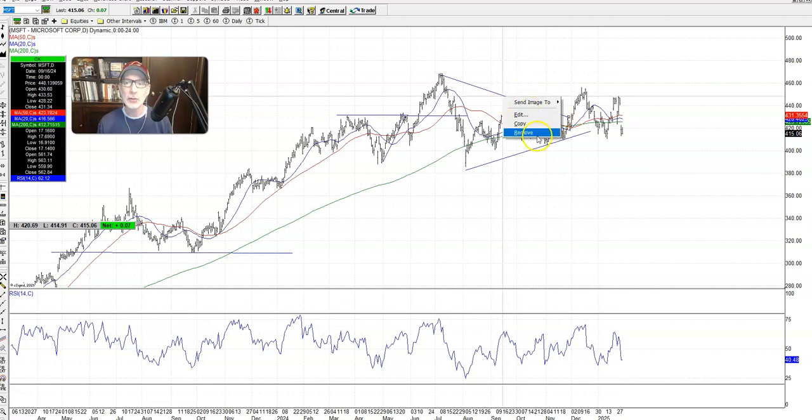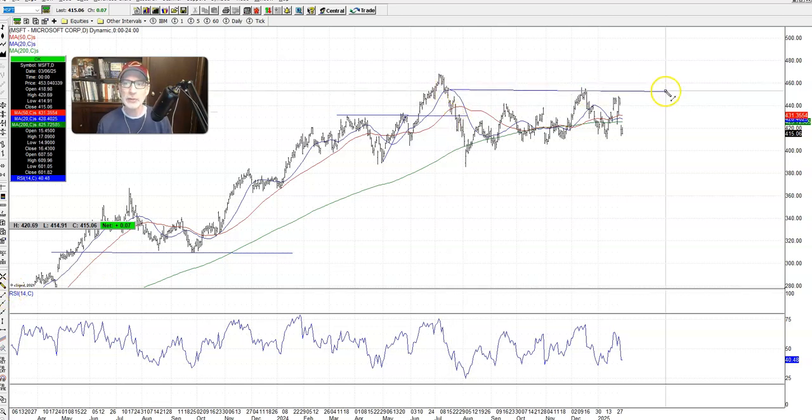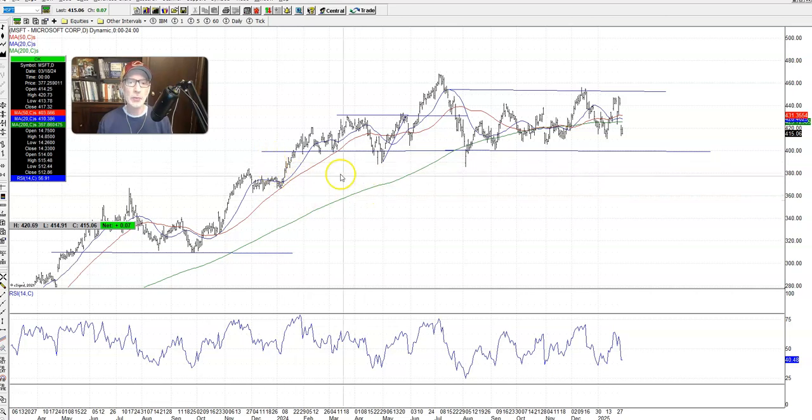So for now, you can take these off, and then you can start to draw yourself some new pattern. For right now, we can probably say that Microsoft is in a range, going from 400, and 400 has been a pretty good support going back to, let's say, back here. We can extend the line towards the end of 2023. So the 400 area has been a pretty good support for Microsoft for a while now, okay?